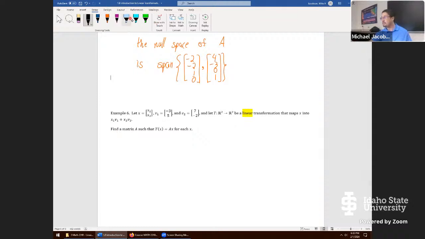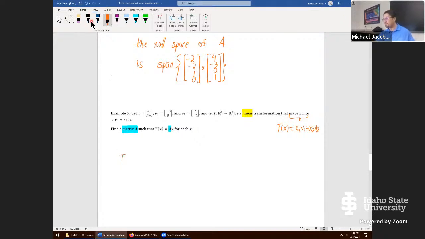So the whole question is, find that standard matrix A such that T of x equals Ax for each x. The way we can start is this right here. X maps into that thing means T of x equals x1 v1 plus x2 v2. To me, that's the hardest part of the problem. If we're not familiar with what it means for something to map x into something, we wouldn't know that's the equation in the background, and it makes the whole problem a little bit tougher. But that's really our starting point.